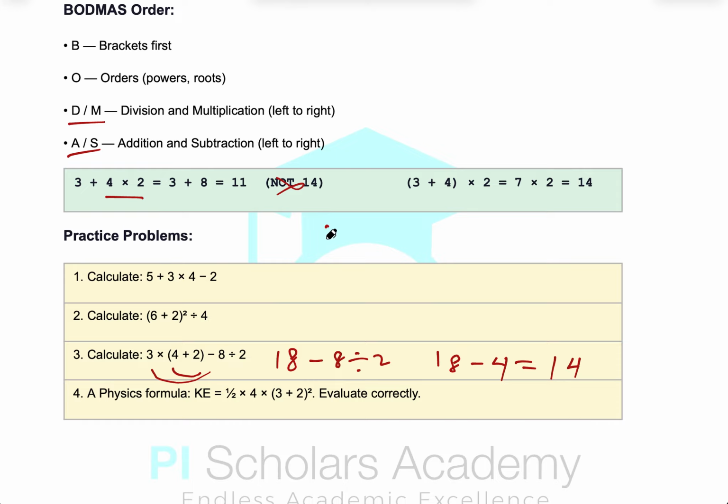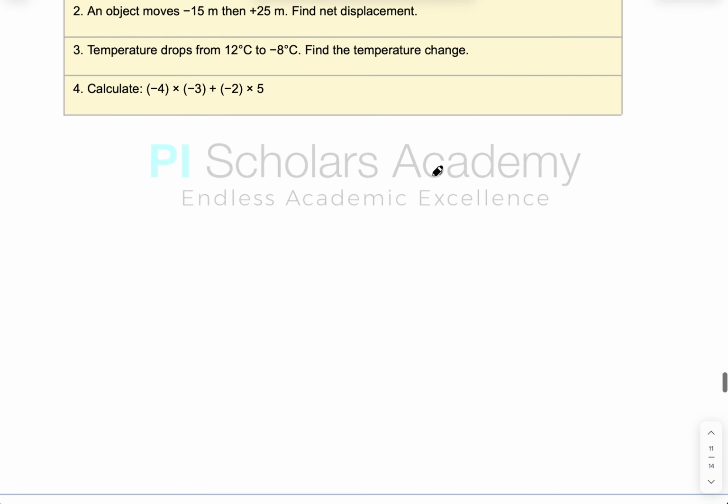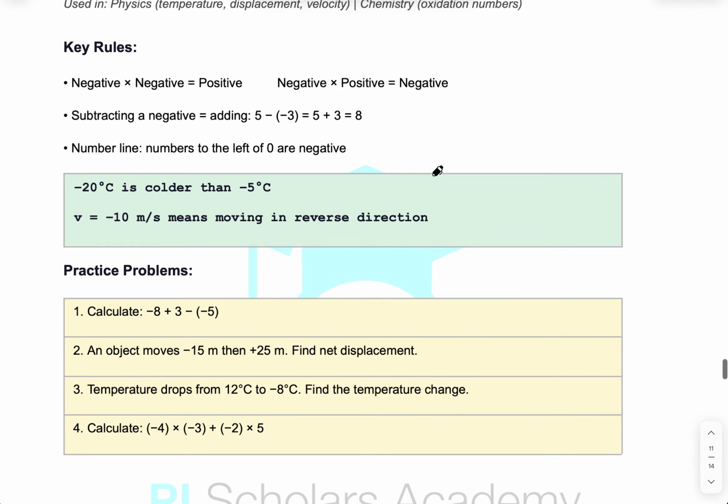So for instance, if you have 2 times 3 divided by 6, that will be 2 times 3 is what? 6. And 6 divided by 6 is equal to what? 1. But if you have, let's say, 6 divided by 3 multiplied by 4, you do 6 divided by 3 first, which is going to be 2 in this case. Then you have 2 times 4. That's going to be 8. And that's how you apply your BODMAS. So pretty much everything you need to know.